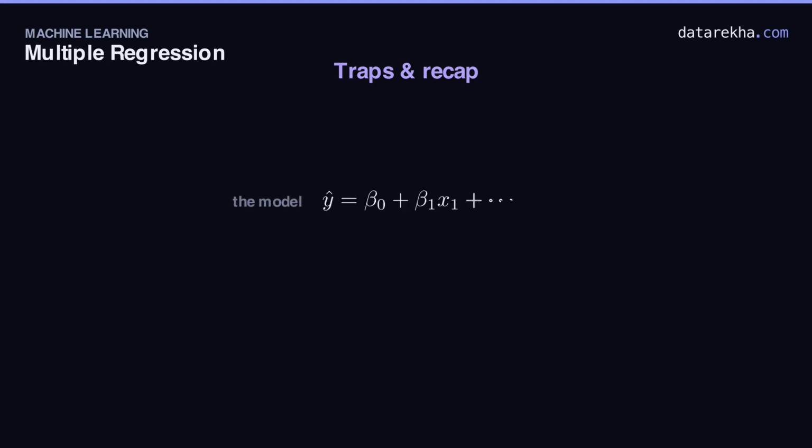Let's lock it all in. Multiple regression predicts one output from many features, an intercept plus a weighted sum. Still linear in the betas. Stack the data and it becomes a single clean line. Y hat equals X beta, with that all-ones column carrying the intercept.